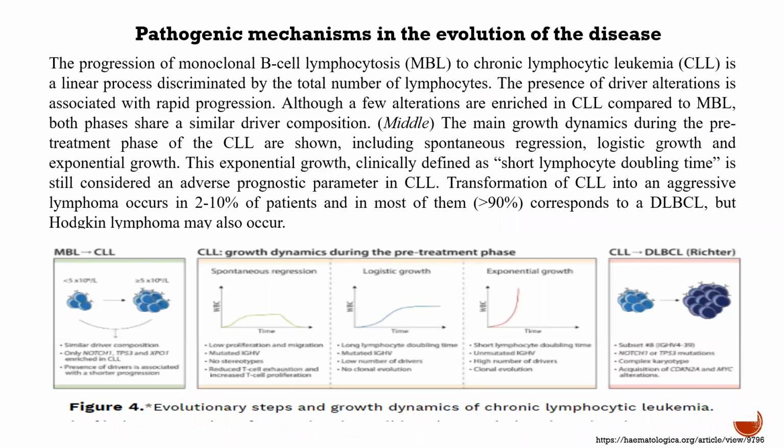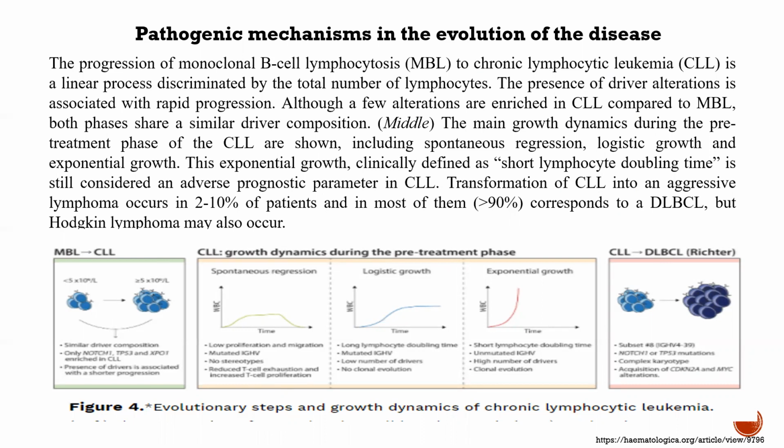The progression of monoclonal B cell lymphocytosis to chronic lymphocytic leukemia is a linear process discriminated by the total number of lymphocytes. The presence of driver alteration is associated with rapid progression. Also, a few alterations are enriched in chronic lymphoblastic leukemia compared to B cell lymphocytosis. Both phases share a similar driver composition. It's represented in the middle of the slide picture.